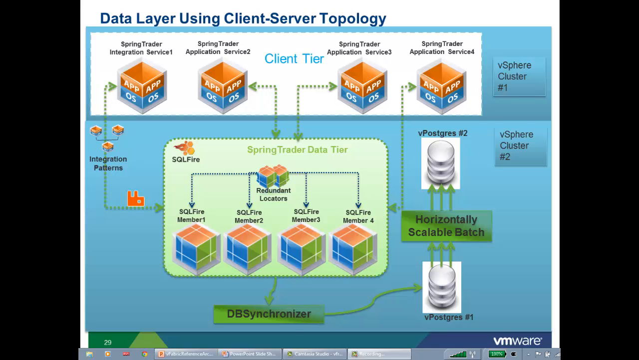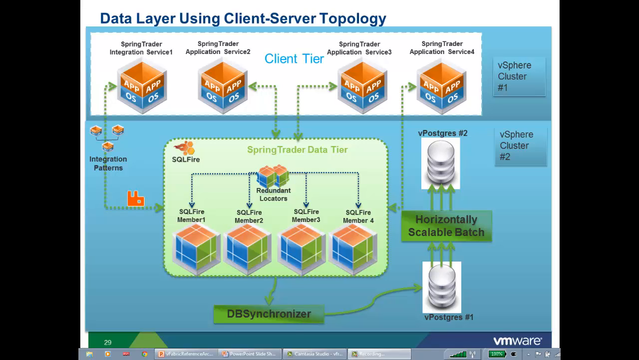The data fabric in turn, in this case, has 4 SQLfire data members, shown as SQLfire members 1, 2, 3, and 4. The SpringTrader data is partitioned across these 4 SQLfire members, which are essentially JVM processes. This helps you build a horizontally scalable data fabric, where if more data is required to be managed in the future, then you simply add additional SQLfire data members.